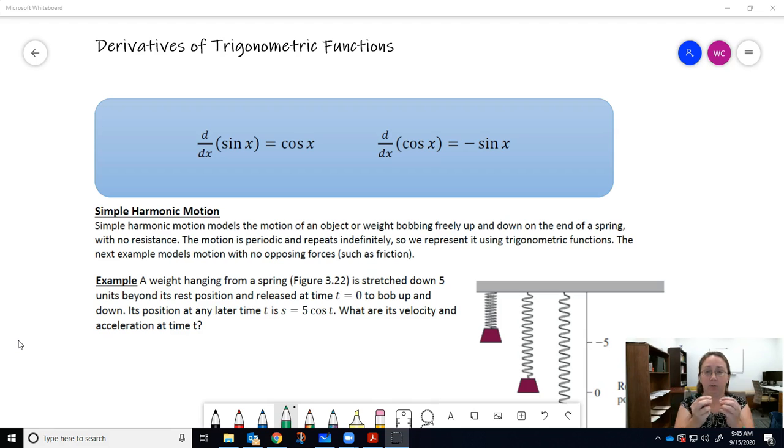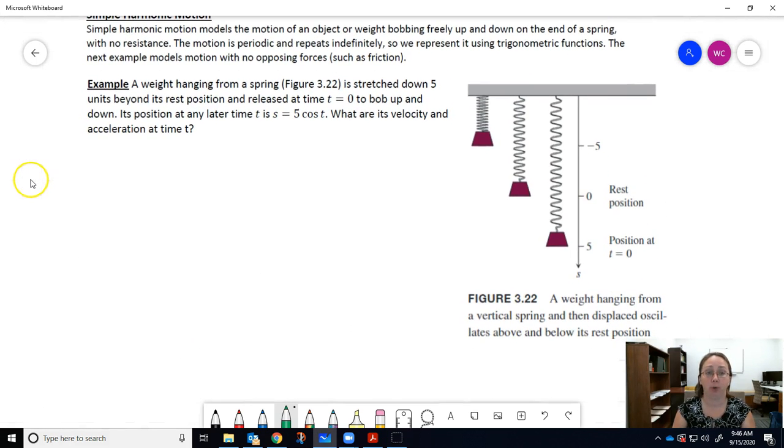It's kind of like those little balls where you pull one ball back and let it go, and it hits all the others and pops one, and it goes back and forth. It just keeps going and going and going. That's kind of the same idea here, but it's on a spring. The next example models motion with no opposing forces. So there's no friction involved in this example we're going to do.